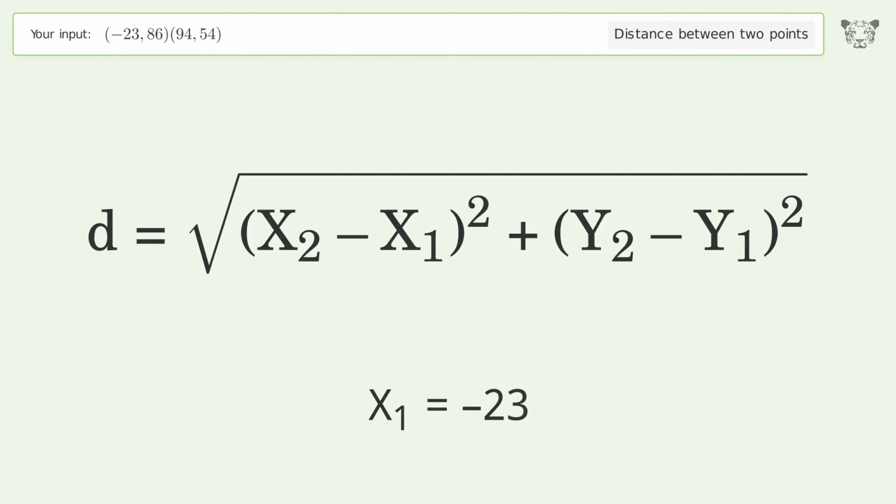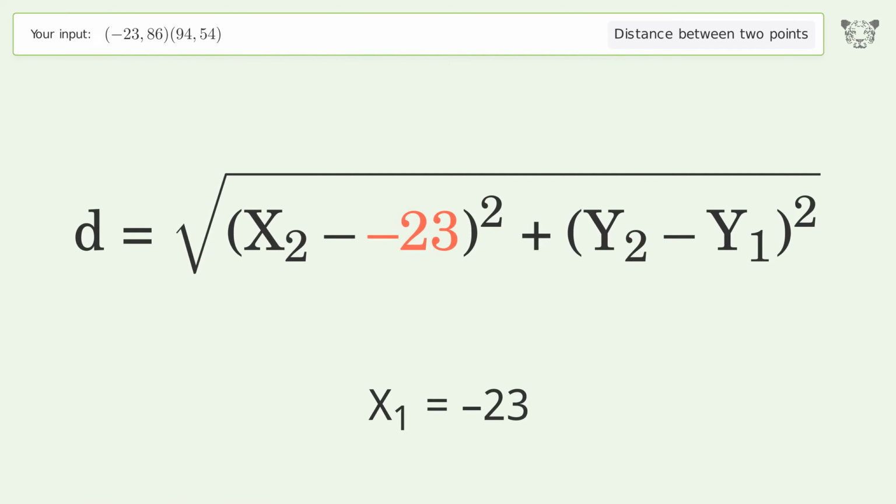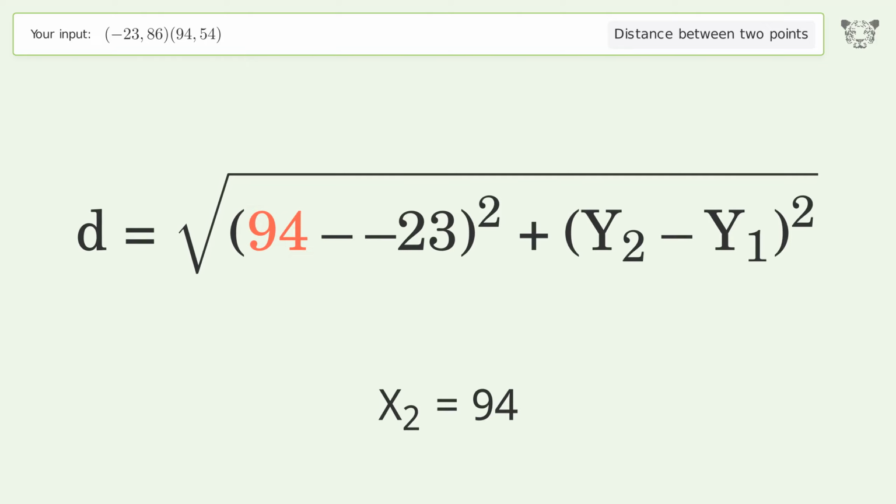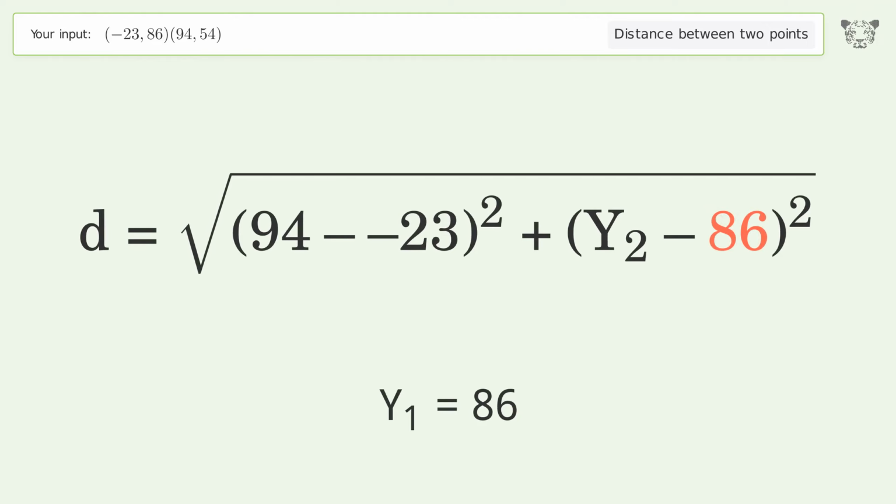x1 equals -23. x2 equals 94. y1 equals 86. y2 equals 54.